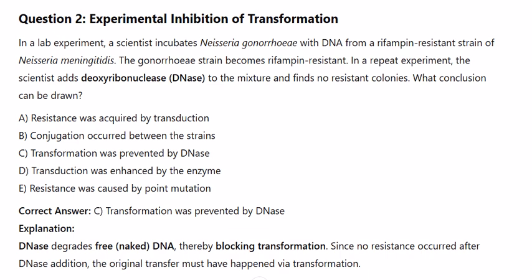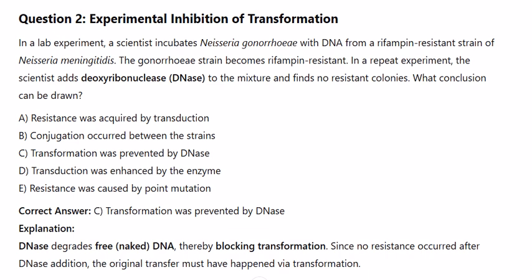A. Resistance was acquired by transduction. B. Conjugation occurred between the strains. C. Transformation was prevented by DNase. D. Transduction was enhanced by the enzyme. E. Resistance was caused by point mutation. Correct answer. Transformation was prevented by DNase.